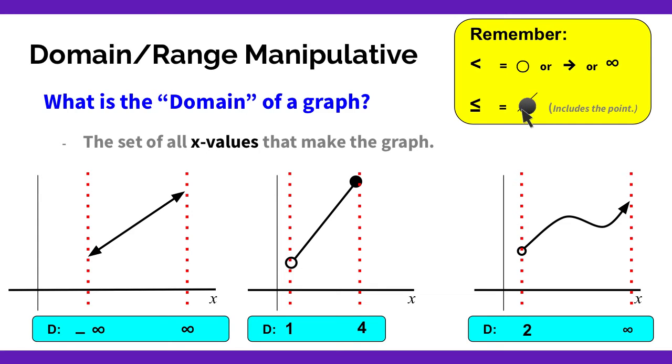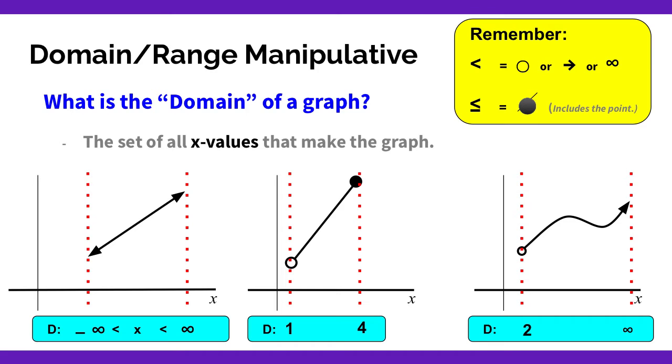And the reason that you're going to use a less than or equal to symbol this time for a closed dot is that it actually includes the point. So when that dot is enclosed or filled in, it means that that point is included. It's equal to that point. If you have an open dot, it means that it's not actually equal to that point. It gets close to that point, but it's not actually equal to it.